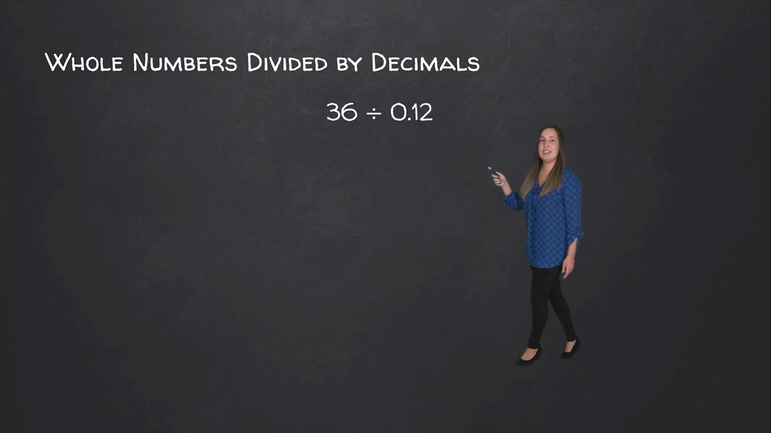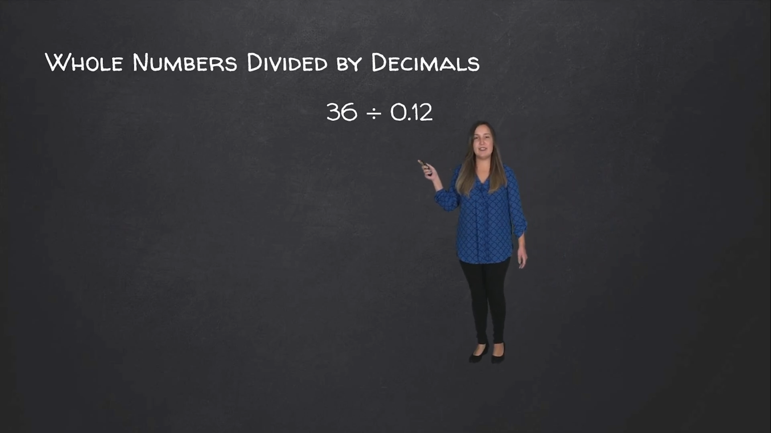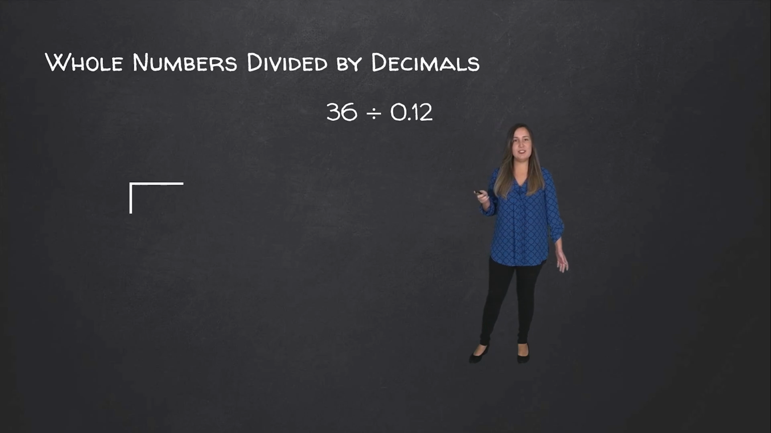Let's do another example. Here we have 36 divided by 12/100. Now 36 is our dividend, so that number is going to go on the inside. And then 12/100 is our divisor, so that number goes on the outside.